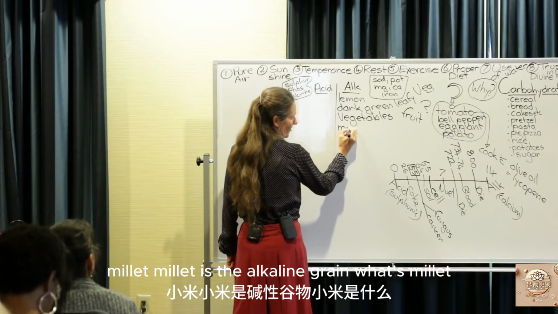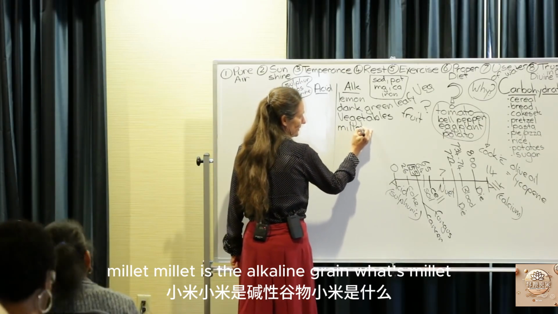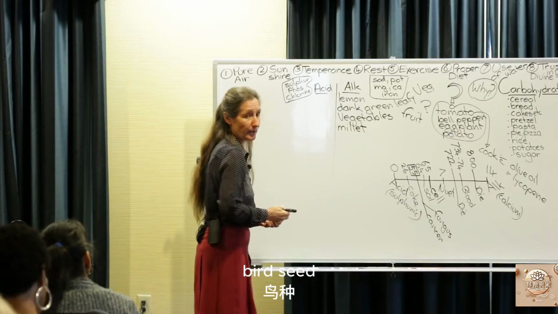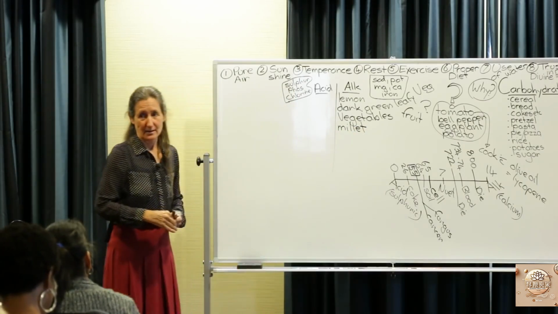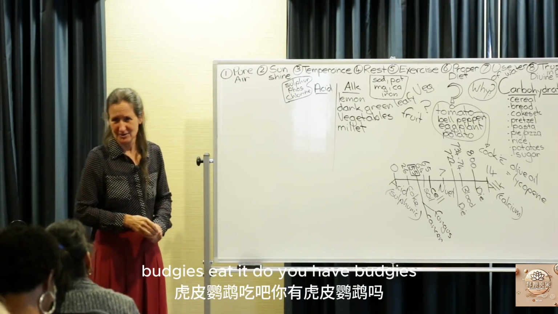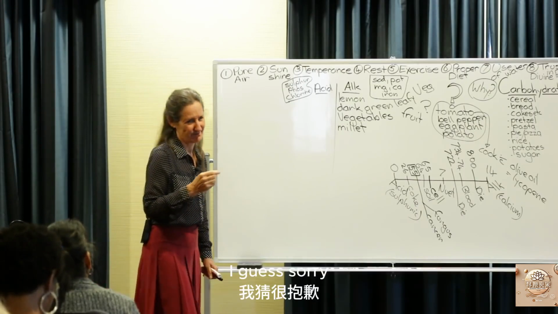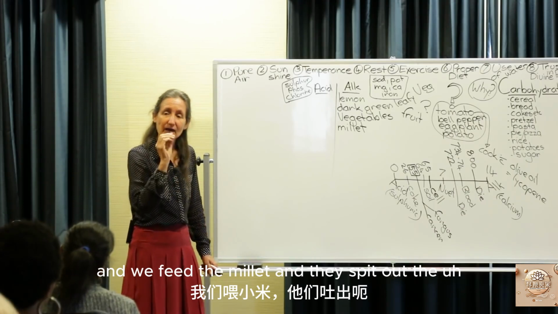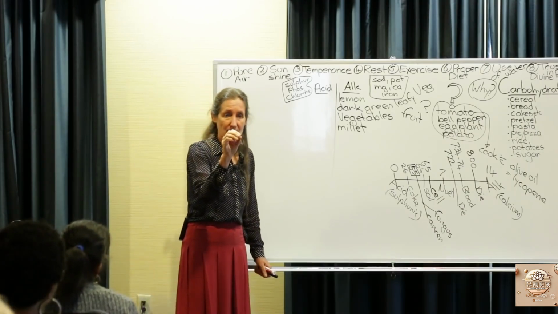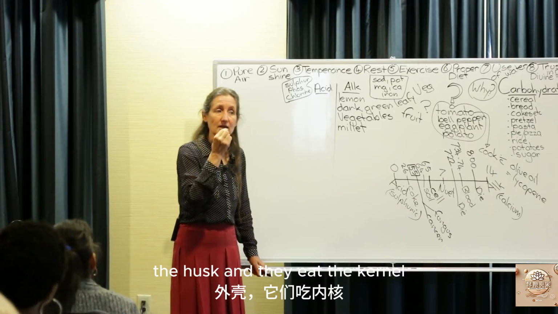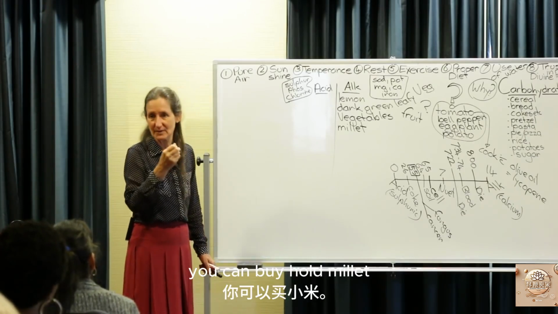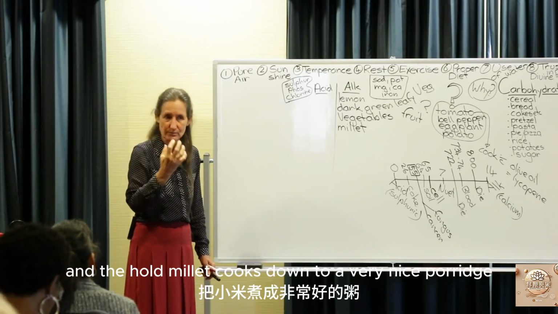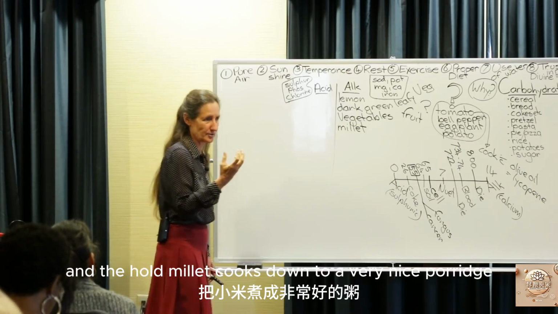Millet. Millet is the alkaline grain. What's millet? Birdseed. Budgies eat it. Do you have budgies? I guess, sorry, budgerigars, it's an Australian bird, and we feed them millet. And they spit out the husk and they eat the kernel. You can buy hulled millet. And the hulled millet cooks down to a very nice porridge.